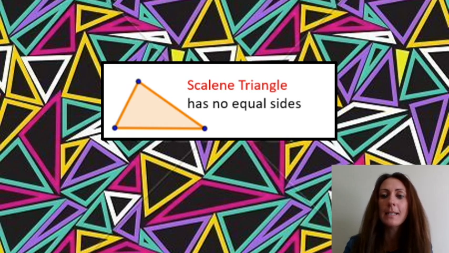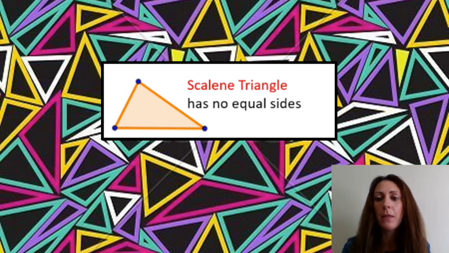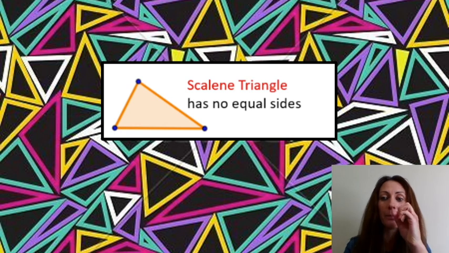Okay, so here is a scalene triangle. This is the third and final name for a triangle when we classify it by its sides. So how many sides do you think are equal in a scalene triangle? We had equilateral, which had three equal sides. We had an isosceles triangle that had two equal sides. Now we have a scalene triangle. How many sides do you think are equal? You're right, zero. Big goose egg. Zero sides are equal.